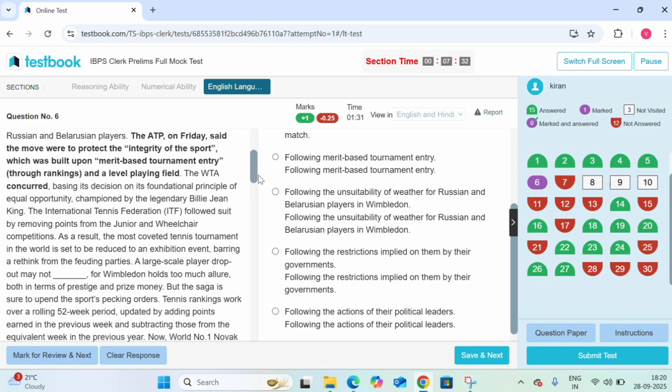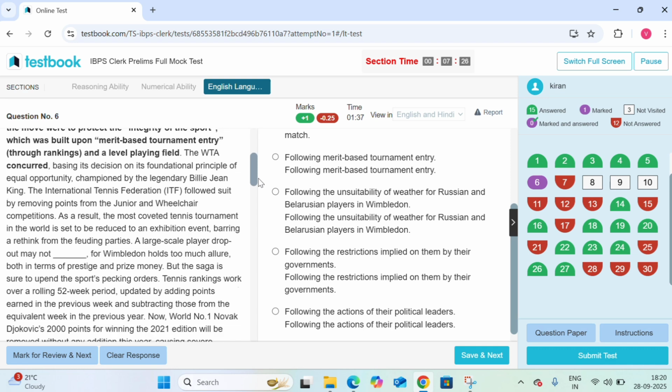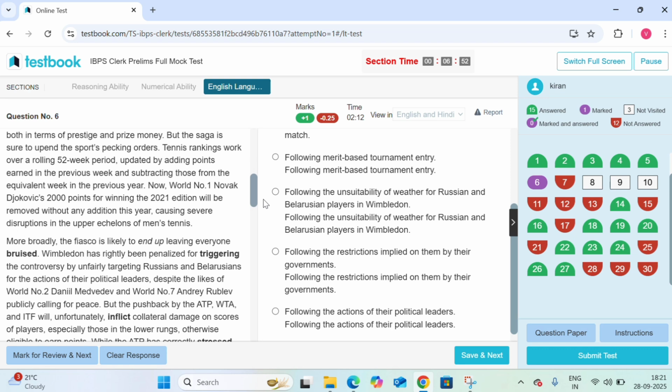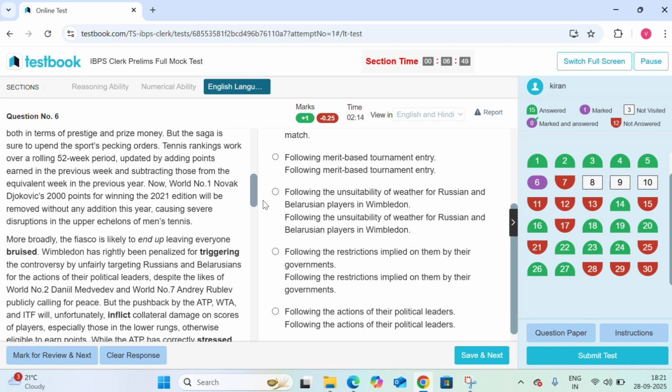The most coveted tennis tournament in the world is set to be reduced to an exhibition event, reaping from the feuding parties. A large-scale player dropout may not materialize, for Wimbledon holds too much allure, both in terms of prestige and prize money. But the saga is sure to upend the sport's pecking orders. Tennis rankings work over a rolling 52-week period, updated by adding points earned in the previous week and subtracting those from the equivalent week in the previous year. Now, world number one Novak Djokovic's points for winning the previous edition will be removed without any addition this year, causing a severe disruption in the upper ranks.